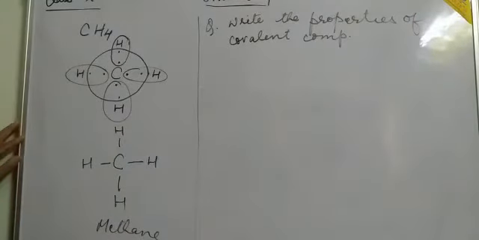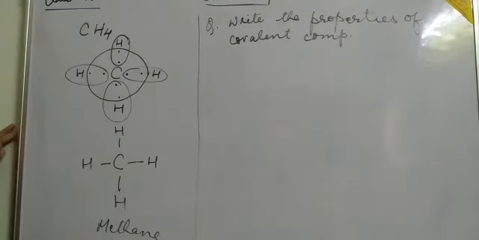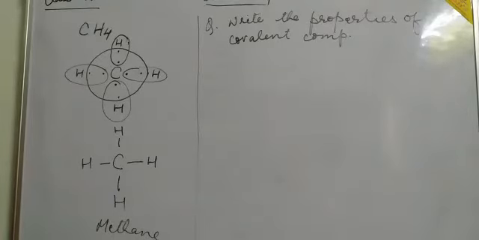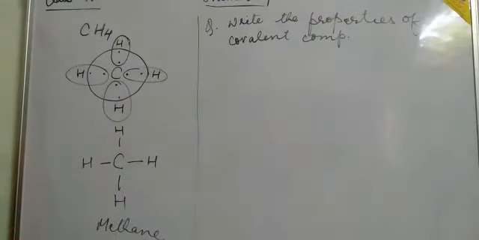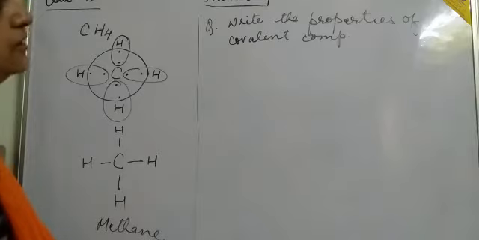It does not conduct electricity. These compounds do not conduct electricity in molten state or in aqueous solution. For example, if you add alcohol in water and try to conduct electricity through it, it doesn't conduct electricity. So these are the properties of covalent compound. Write the properties of covalent compound.